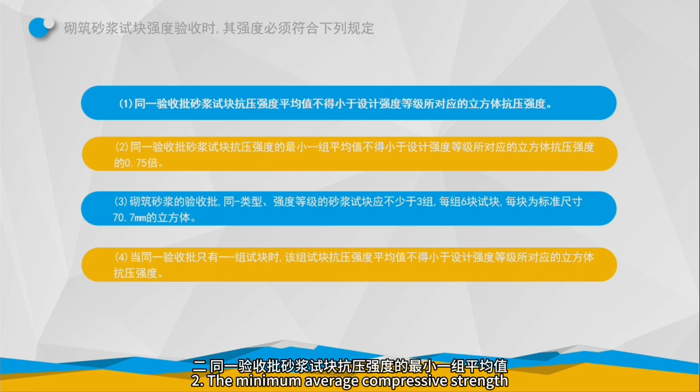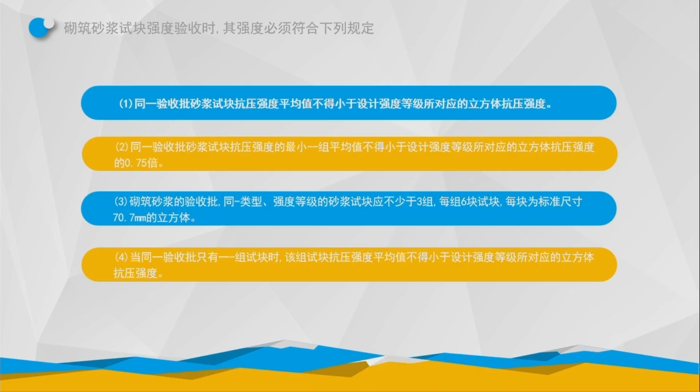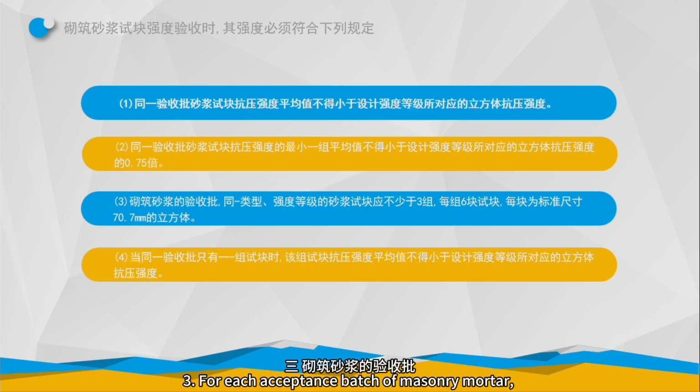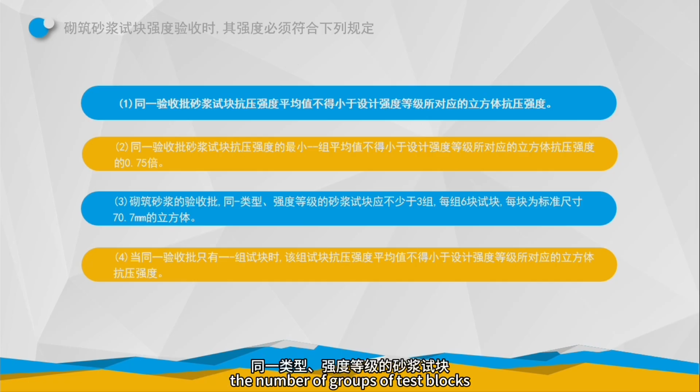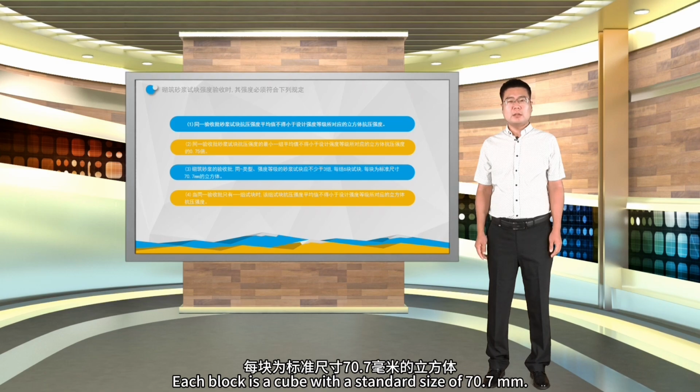Second, the minimum average compressive strength of a group of mortar test blocks in the same acceptance batch shall not be lower than 0.75 times the cube compressive strength corresponding to the design strength grade. Third, for each acceptance batch of masonry mortar, the number of groups of test blocks for the same type and strength grade should not be less than 3 groups. With 6 test blocks in each group, each block is a cube with a standard size of 70.7 mm.